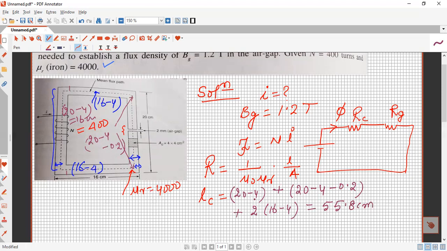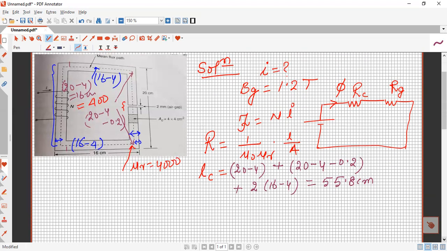So now the length of the core is known. So we can very easily find the reluctance of the core. So how can you find the reluctance of the core? Reluctance of the core will be equal to 1 by mu naught, mu naught is 4 pi into 10 to the power minus 7, into mu r. Relative permeability of this core is given in the question, it is 4000, and into length of the core. This length of the core is 55.8 into 10 to the power minus 2 meter.